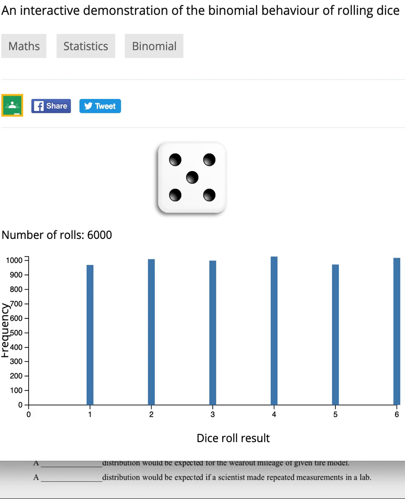If we were to continue this experiment more times and let it go toward an infinite number of rolls, then the distribution would approach a perfect rectangular shape.